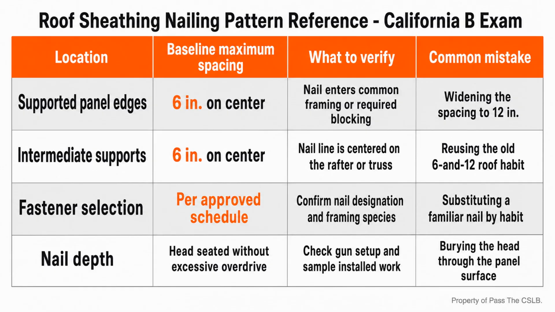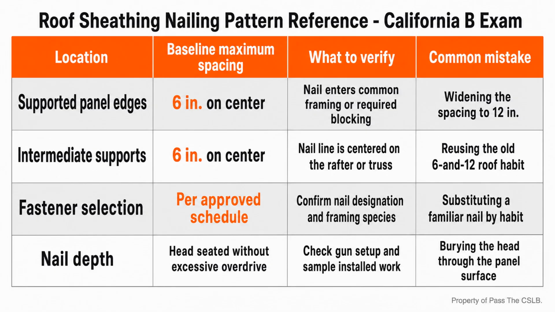Now let's get into it. A roof sheathing job can look complete and still fail as a diaphragm. The panels may cover every rafter, yet the load path can be weak because the edges are unsupported, the nail pattern is wrong, the nails miss the framing, or the nail heads crush too deeply into the panel.